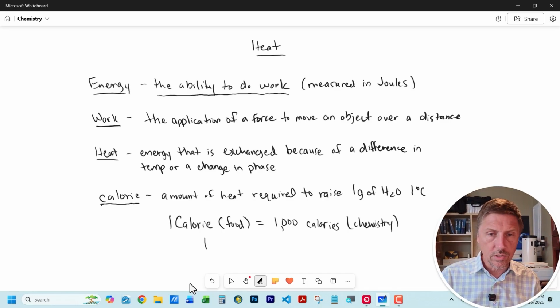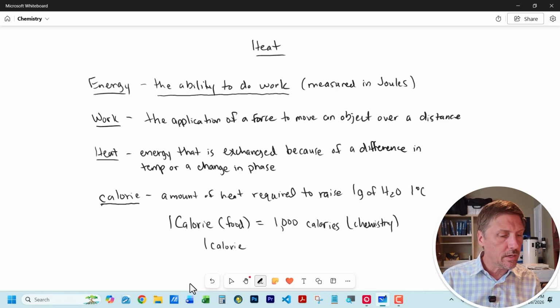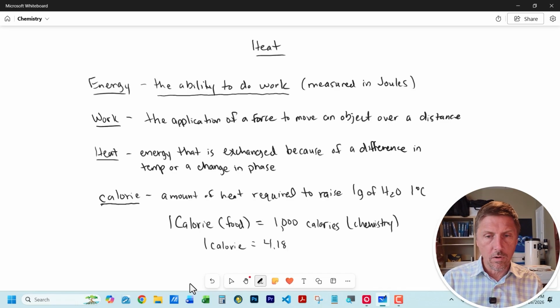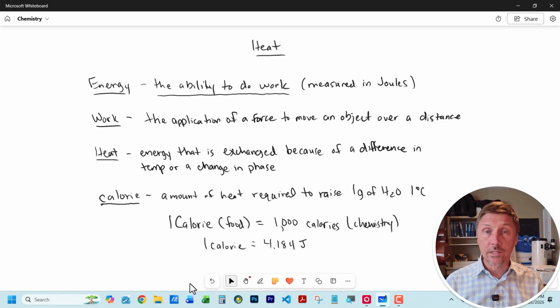In terms of joules, since we said we're going to use joules as our energy or our heat unit in this chapter, 1 calorie, little c chemistry calorie, is equal to 4.184 joules. All right. And if you need that on a test, I'll give you that. You don't have to memorize that. But just something for you to be aware of.